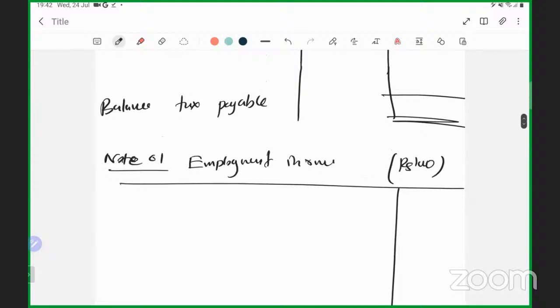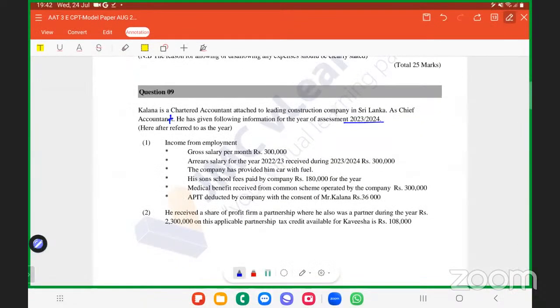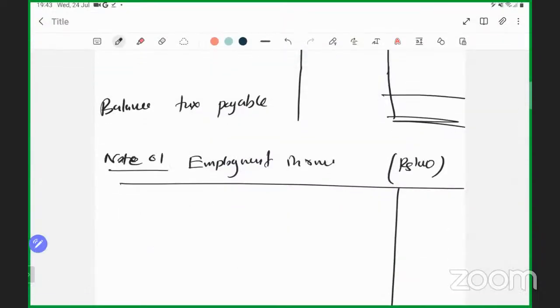So in this case, I will go through it. Because I already know this question, I'm not going to read it again, as you have time to read. To save your time, I will directly get involved with the calculation. The gross salary per month is 300,000, and I will take that as 1,000 units. Always you need to take the gross salary. Then how many months?